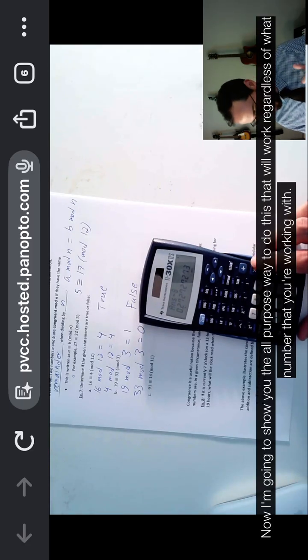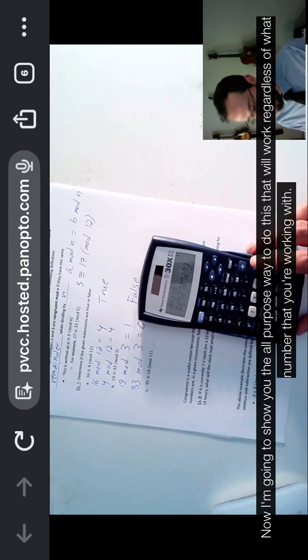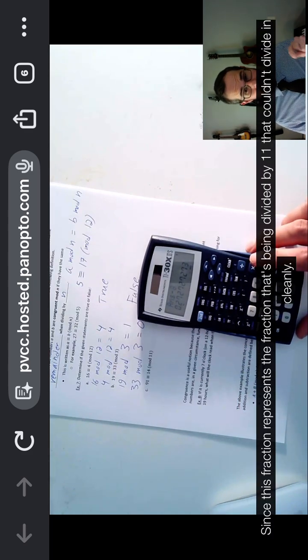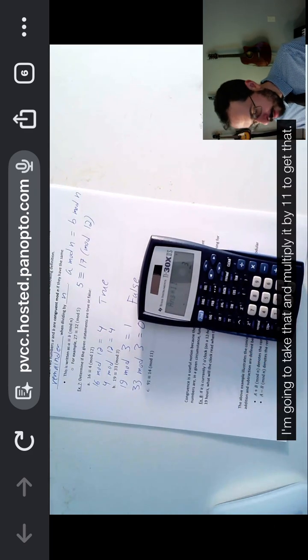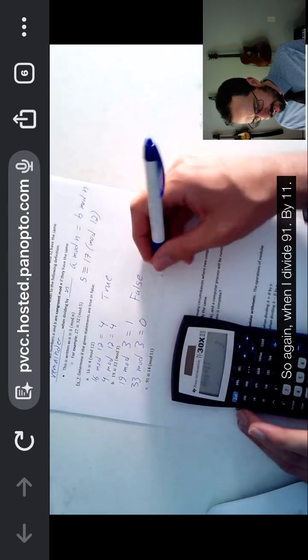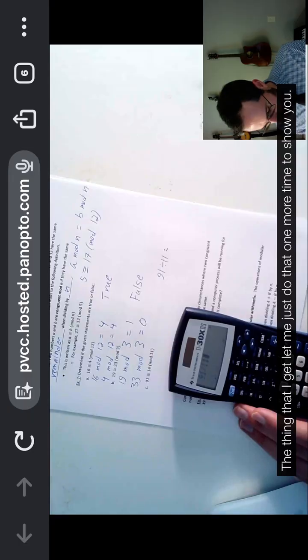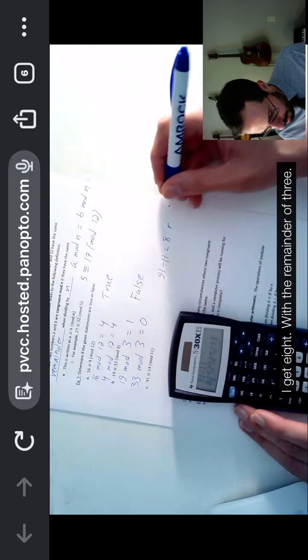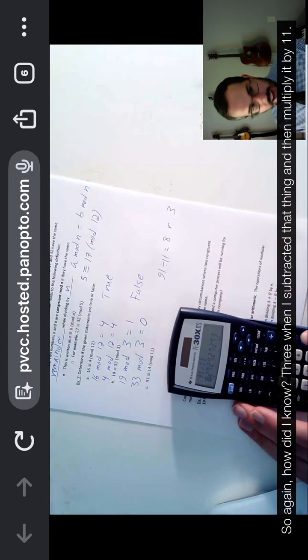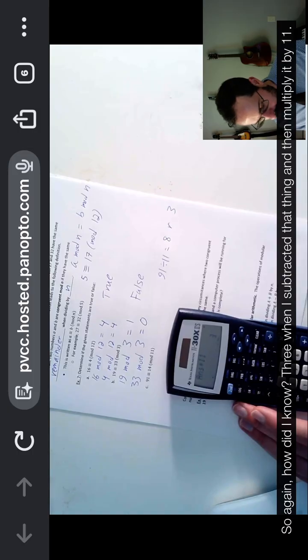Now I'm going to show you the all-purpose way to do this that will work regardless of what number you're working with. Since this fraction represents the fraction that's being divided by 11 that couldn't divide in cleanly, I'm going to take that and multiply it by 11. So again, when I divide 91 by 11, I get 8 with a remainder of 3. So again, how did I know 3? When I subtracted that thing and then multiplied it by 11, voila, that's my remainder.